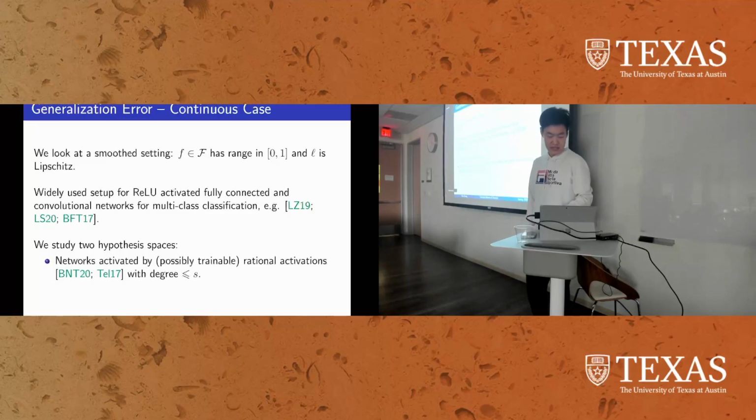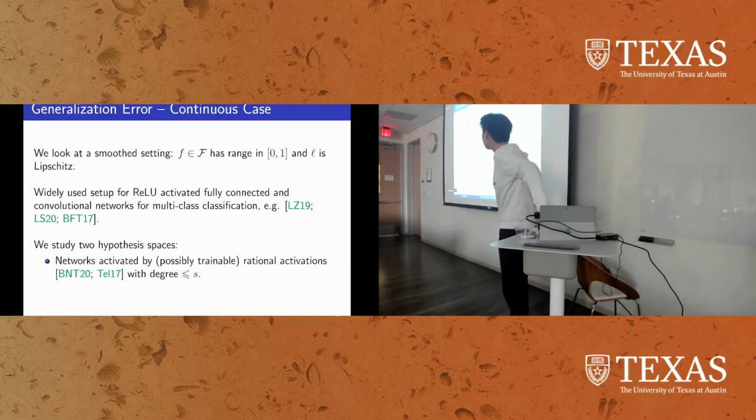So we studied the generalization error of two hypothesis spaces using the covering number results. The very first thing is networks activated by rational activation. This class of networks is useful because these rational activations can be made trainable. You basically make the coefficients of the polynomials in the rational function trainable. Because this can provide you a very wide range of derivatives and it is smooth, it's been observed that this is very powerful in applications like PDE simulation.